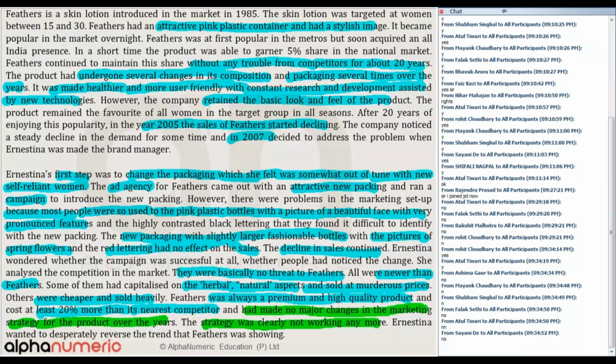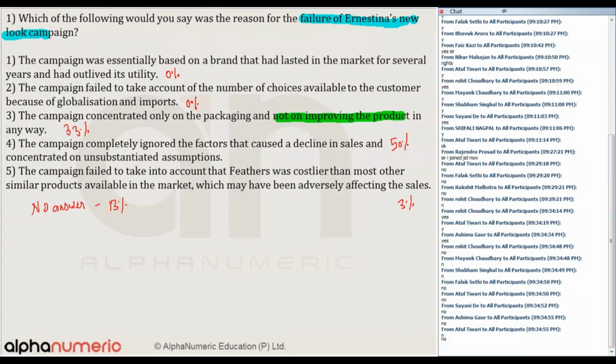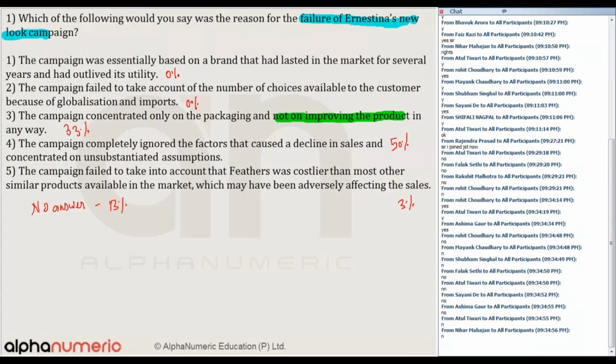Any doubts to anyone in this case? So the answer can't be option number 3. So we know that the answer can't be option number 1, it can't be option number 2, it can't be option number 3. Now two options are left out with option 4. Option 5 says the campaign failed to take into account that Feathers was costlier than most other similar products, which may have adversely affected it. Now remember, first of all, the failure of the new look campaign. And what is the failure? That there is a decline in sales, and this decline continues.